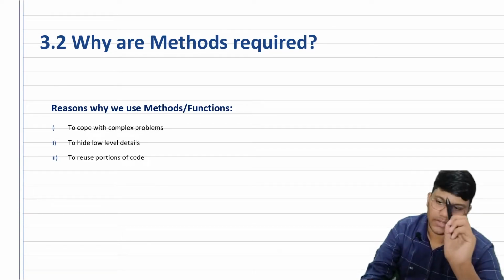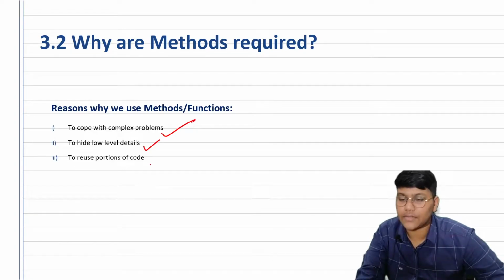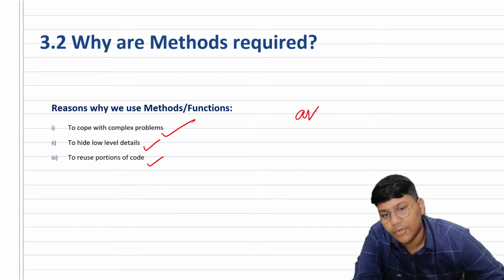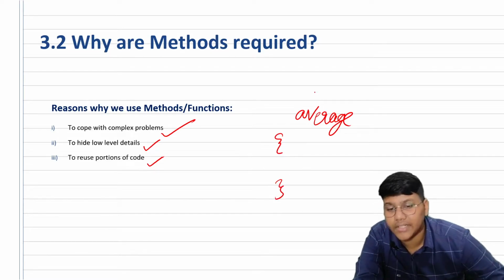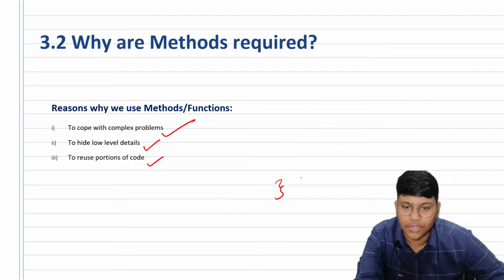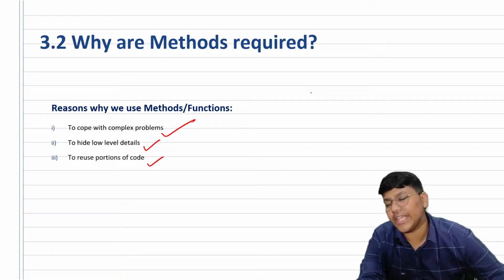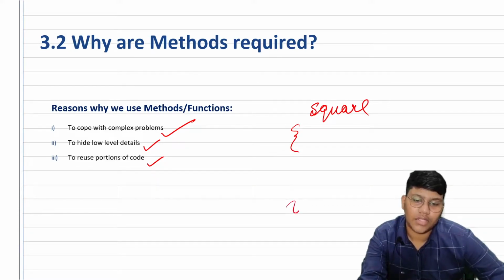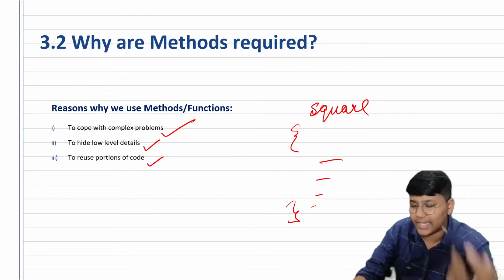Reasons why we use methods or functions: to cope with complex problems, to hide low level details, to reuse portions of code. For example, you have to take out the average of numbers many times, so you create a method of average. There is a number of which you have to take out the square, so you create a function square. Here you write the code that has to be done again and again, so you don't have to write square again and again.